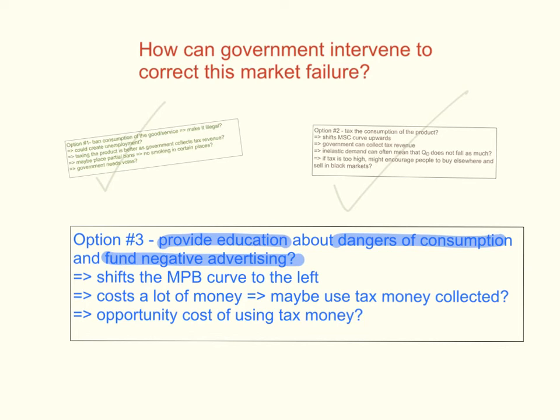This will shift the marginal private benefit curve to the left. It will decrease the demand for the product. However, these policies cost a lot of money, so maybe the government can use the tax money that is collected. And using tax money has an opportunity cost because, well, the government has other projects like building schools, building hospitals. So whenever tax money is spent, there's always an opportunity cost.